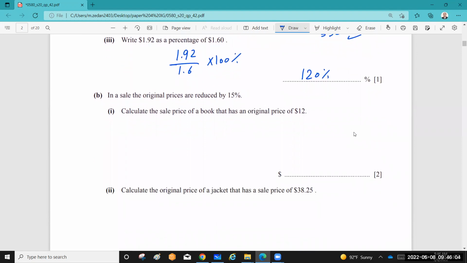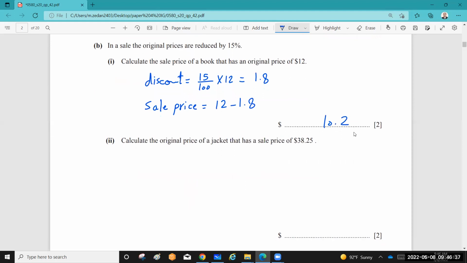In a sale, the original prices are reduced by 15%. Calculate the sale price of a book that has an original price of $12. Just calculate the discount of the price, which is 15% times 12, gives you 1.8. Then the sale price will be the original price 12 minus 1.8, which gives you $10.2, the sale price or the new price.